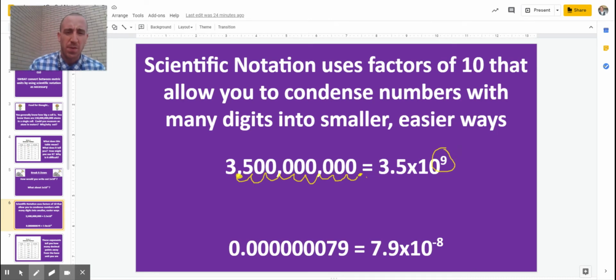Now, a couple of things that confuse some students. It's unnatural to write something like this. Like you wouldn't write this like 0.35 times 10 to the 10th.